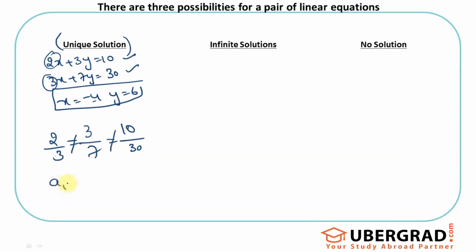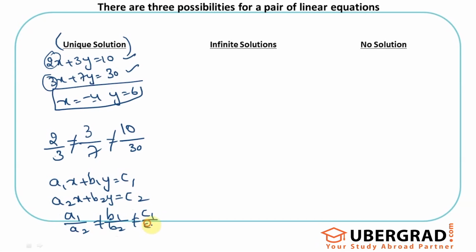That is, if I have equations like this, a1x plus b1y is equal to c1, a2x plus b2y is equal to c2. So a1, b1, c1 are the coefficients like 2, 3 and 10. a2, b2, c2 are the coefficients 3, 7 and 30. So when a1 by a2 is not equal to b1 by b2 is not equal to c1 by c2, then I'll have a unique solution for the given pair of equations.